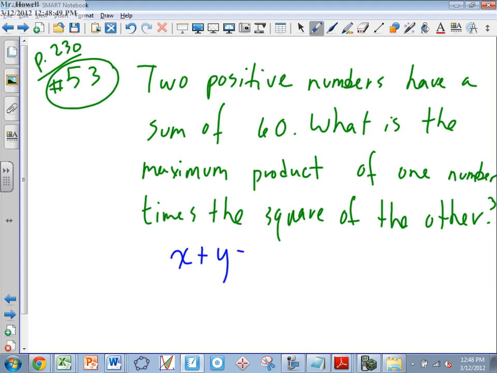Now, Kenny, I can't just make that statement because what's x and what's y? I have to start by defining, right? So we'll call x what? One of the numbers?